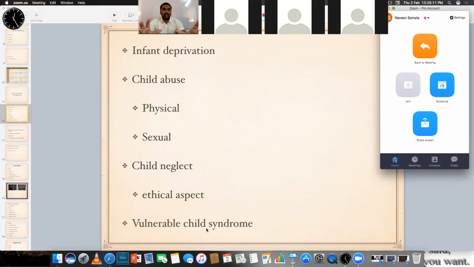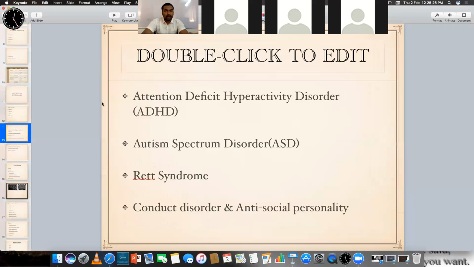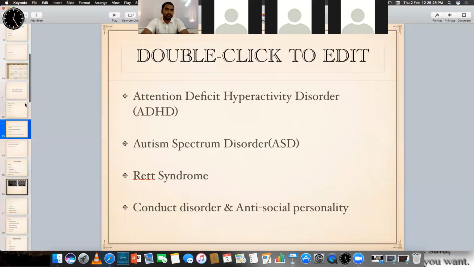So what happens is they tend to misuse and misutilize the health services. Actually, the child might grow. It might take a little time for him to recover. Okay, so this is vulnerable child syndrome. Okay, now we'll talk about some really important stuff.